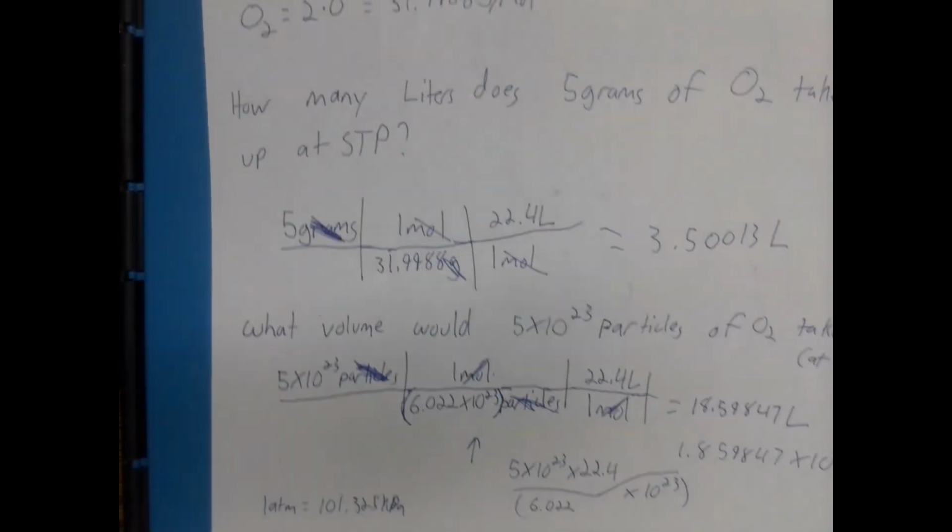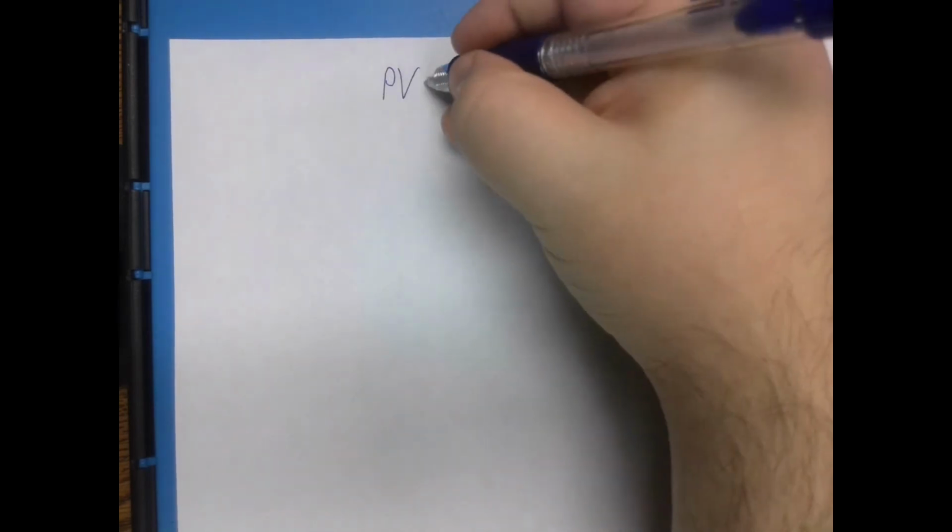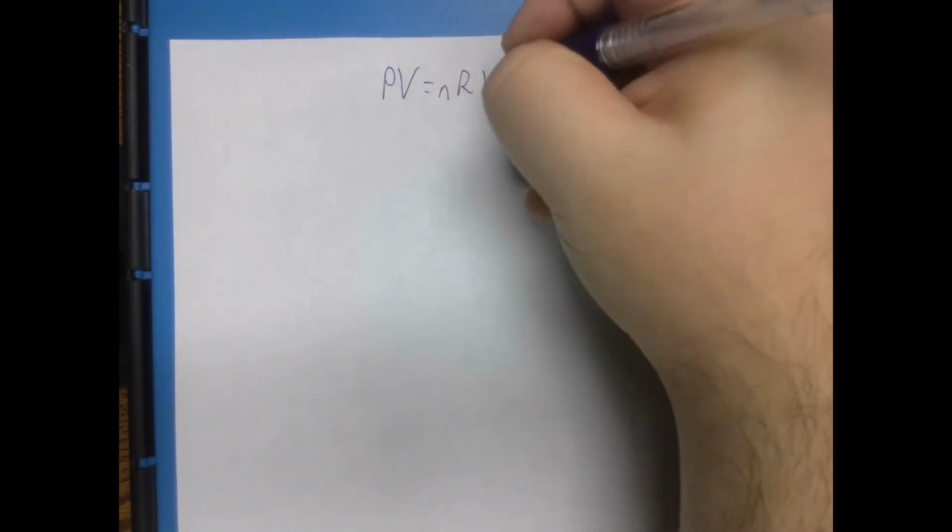Alright, so everyone's good with that? Let's look over the ideal gas law in more detail. So, PV equals nRT.